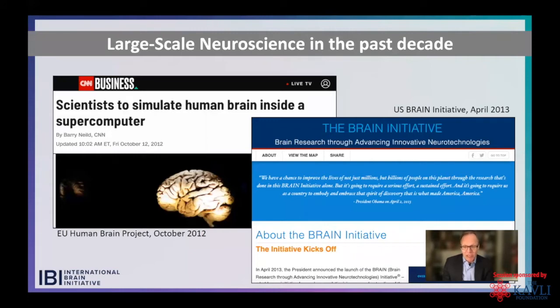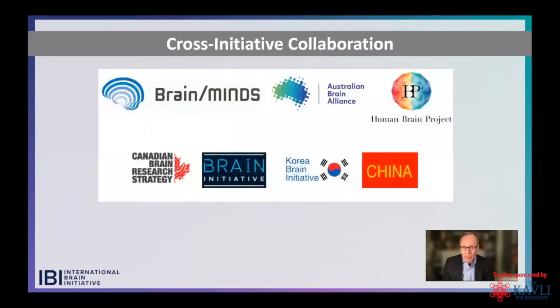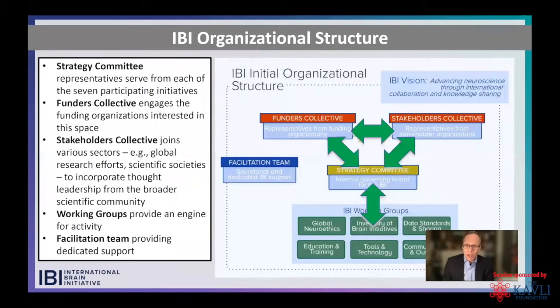In the past decade, we have seen a wave of brain initiatives, with the EU Human Brain Project and the US Brain Initiatives being the first two, then followed by China, Korea, Canada, Australia, and Japan. Together, these seven brain initiatives have formed the International Brain Initiative, with a strategy committee with members from the initiatives, with a funders collective engaging the funding organizations interested in the neuroscience field, and the stakeholders collective with key scientific societies and organizations and institutions interested in neuroscience. We have working groups providing the engine for activity and a facilitation team, very important for operation of IBI, based at the Kavli Foundation.